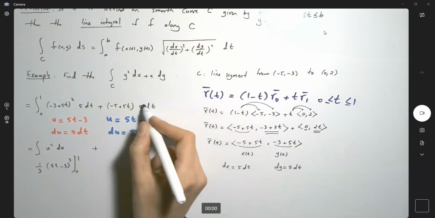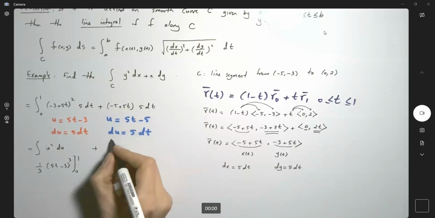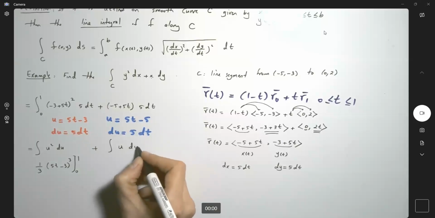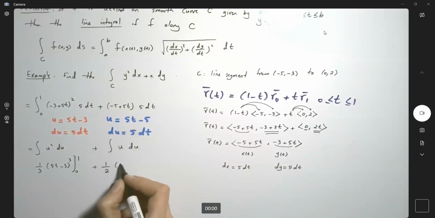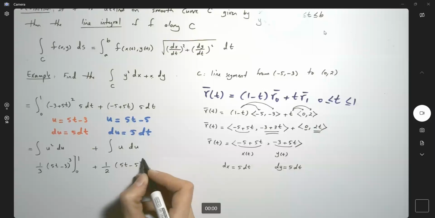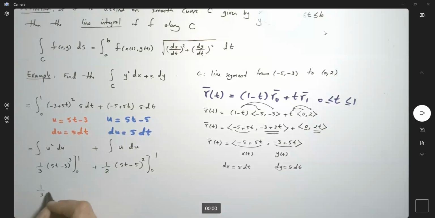I already have u and du, so this becomes the integral of u du, or a half u squared, but u is 5t minus 5 to the second, and t is bounded between 0 and 1. So here I have a third, and if I plug in 1, I get 2 to the third. If I plug in 0, I get negative 3 to the third, plus a half.